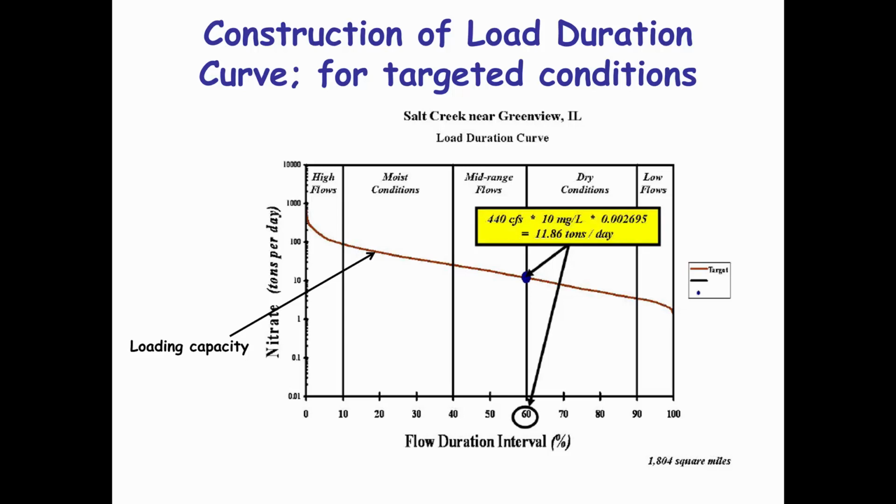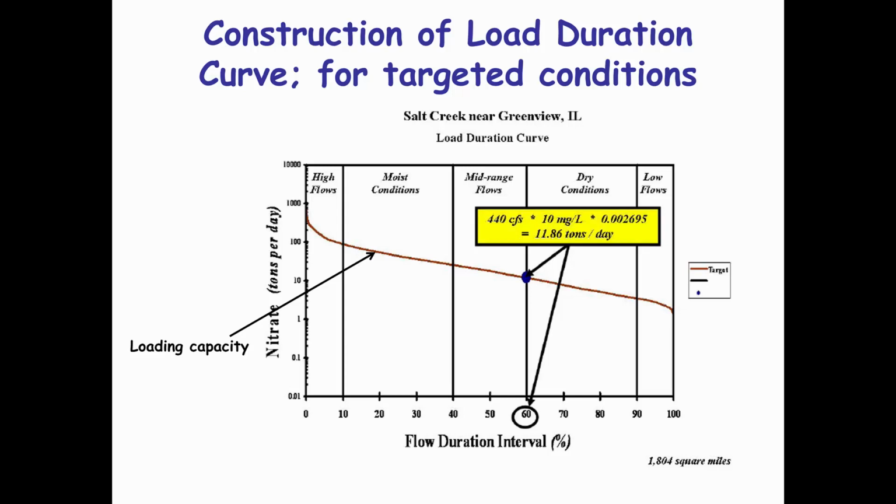So for the one that was 60%, the discharge was 440 cubic feet per second for Salt Creek. The EPA, or the U.S. national standard for nitrate, is 10 milligrams per liter. So we multiply the flow times the concentration. That should give us load. To get it into the correct units, we have to use a factor which converts the units to the ones that we want to use, in this case tons per day. So for that, the factor is 0.002695. So for that discharge with that water quality concentration, the load is 11.86 tons per day.